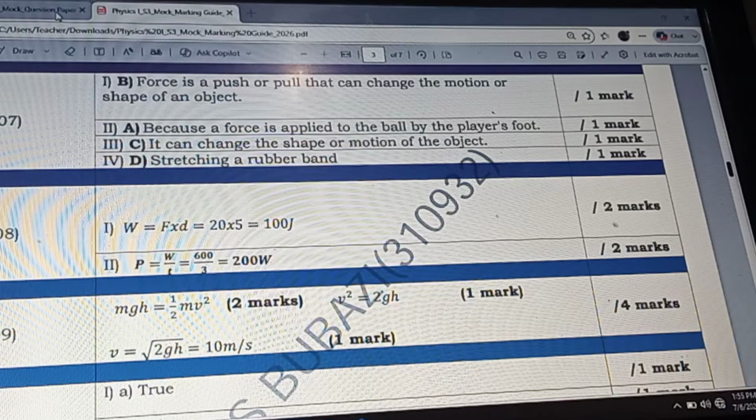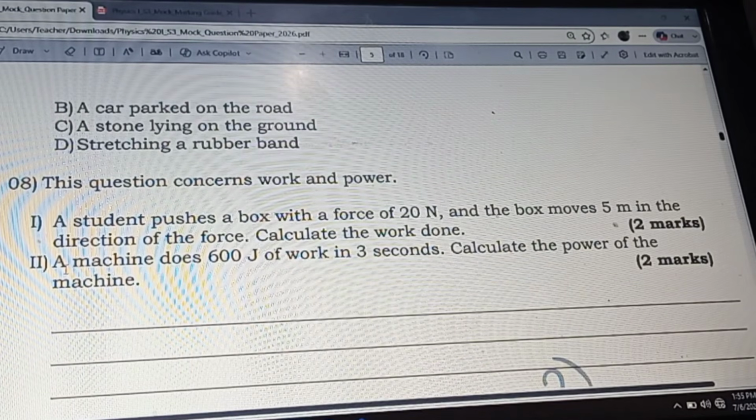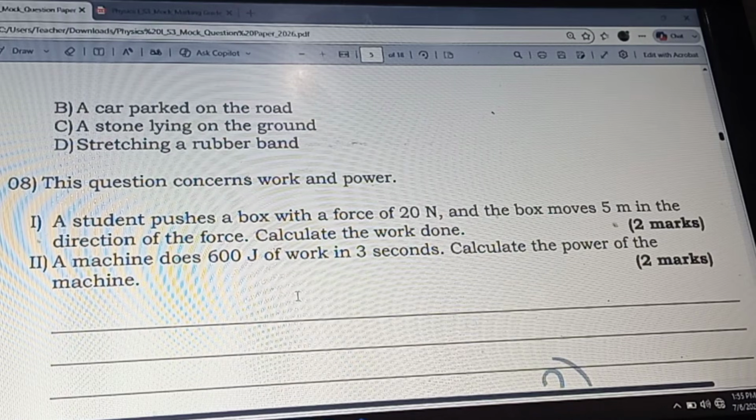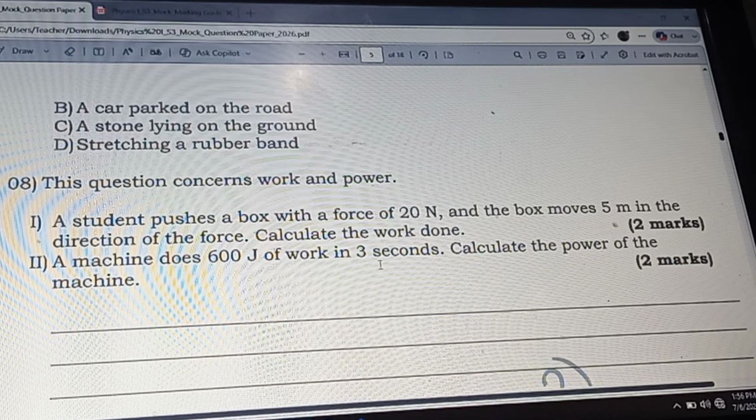Okay. Let's continue. A machine does 600 joules of work in 3 seconds. Calculate the power of the machine. Power as a formula is equal to the work done over time taken, or energy over time taken. Or power is equal to the force times distance over time. Okay, we have work and we have time, means that the power is equal to this work over this time.